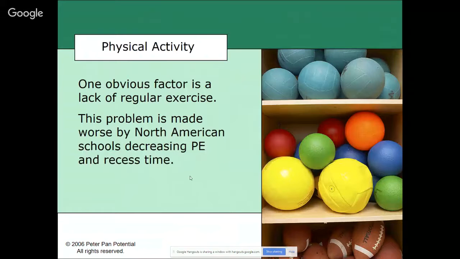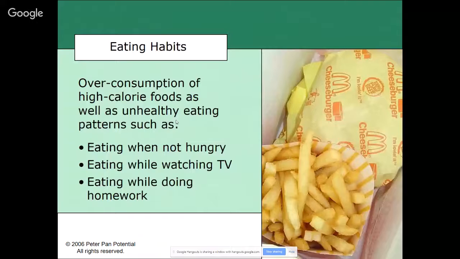One obvious factor is lack of regular exercise. This problem is made worse by North American schools decreasing PE and recess time. So eating habits is another one. Overconsumption of high-calorie foods, as well as unhealthy eating patterns, such as eating when not hungry, eating when watching TV, eating while doing homework.